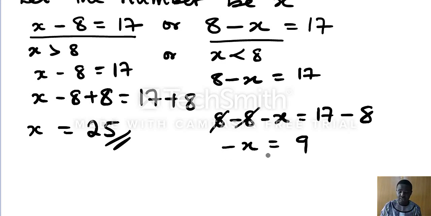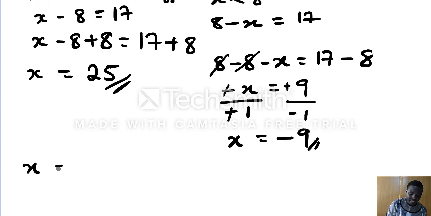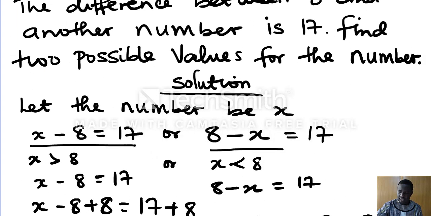But we are looking for positive x. So what I'm going to do is divide both sides by minus 1. Divide here by minus 1, divide here by minus 1, and minus x divided by minus 1 is x, being equal to 9 divided by minus 1, which will give you minus 9. So therefore x is equal to 25 or minus 9. So x can actually take the value of 25 or minus 9 to meet the condition.